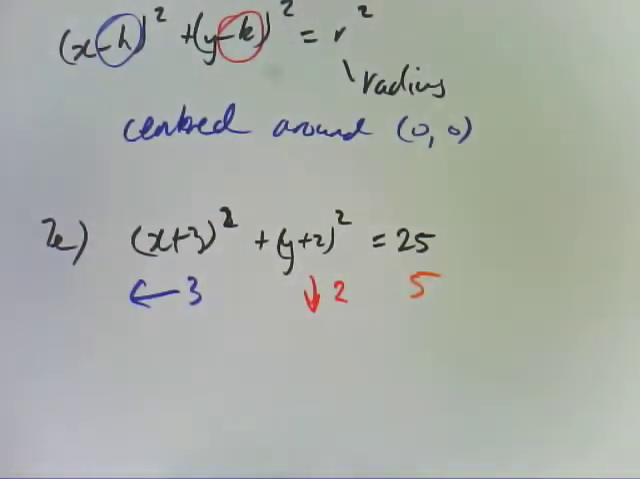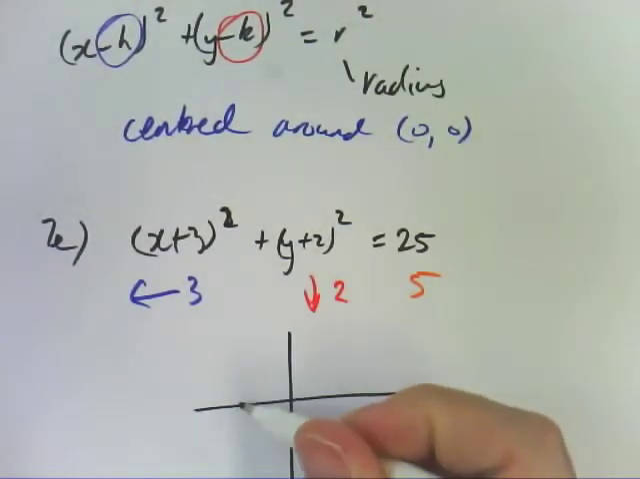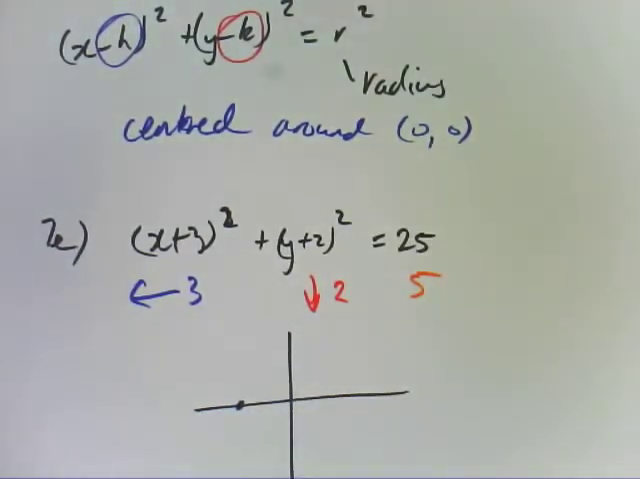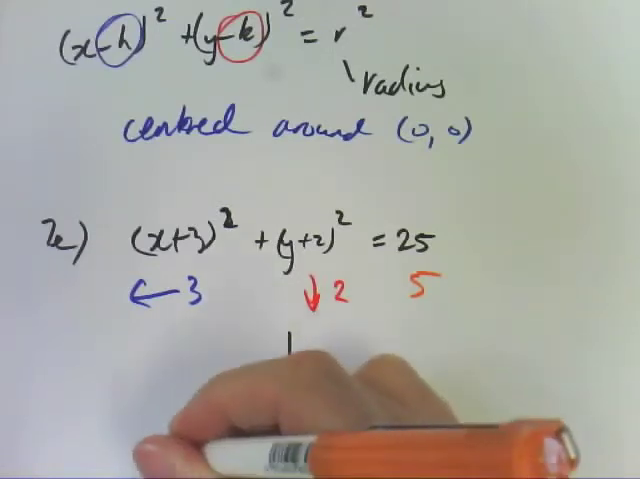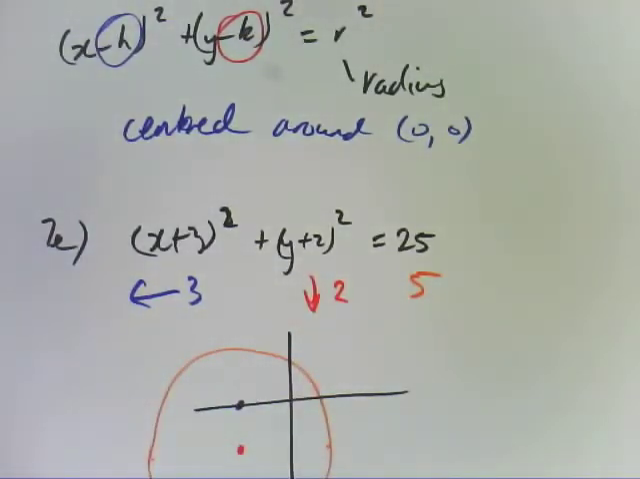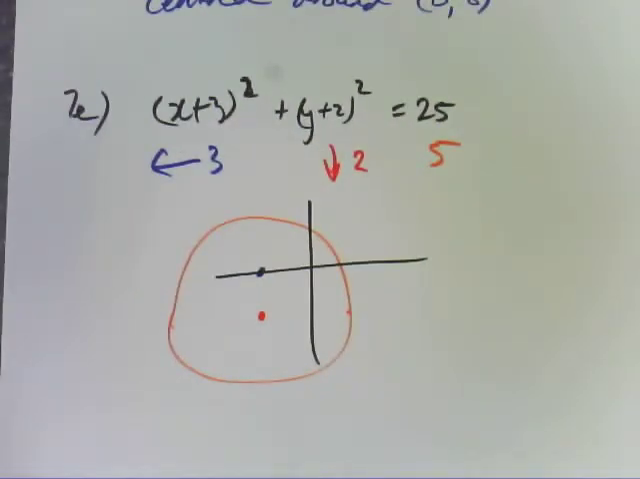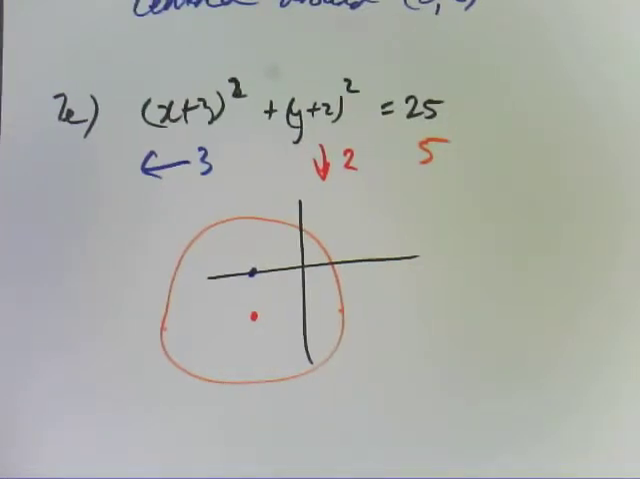Okay, so when we sketch it, we're going to be moving 3 that way, then we're going to move 2 down, and then we're going to have a radius of 5. So if we've moved 3, I'm going to come out to about there, there, and of course I'm going to sketch a lovely circle. Alright, so pretty, that's beautiful, isn't it?